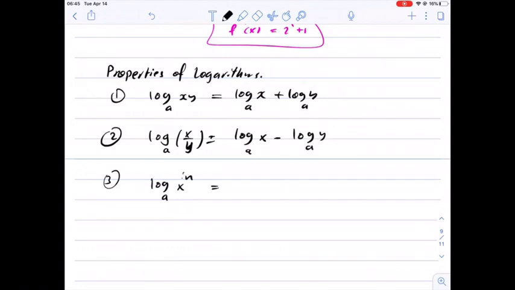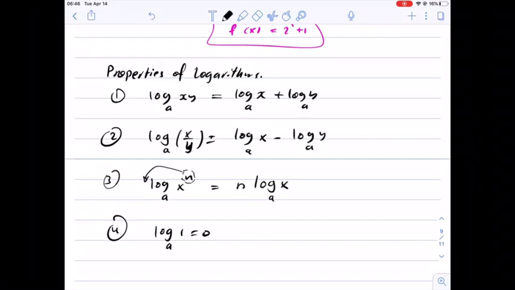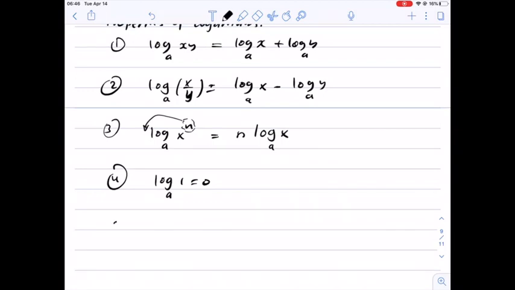If we have log base a of x to the nth, we can bring the power here in front of the log. It becomes n log base a of x. And other properties like log base a of 1 is equal to 0, and actually that's log for any base of 1, this is equal to 0. So log base a of a is equal to 1.